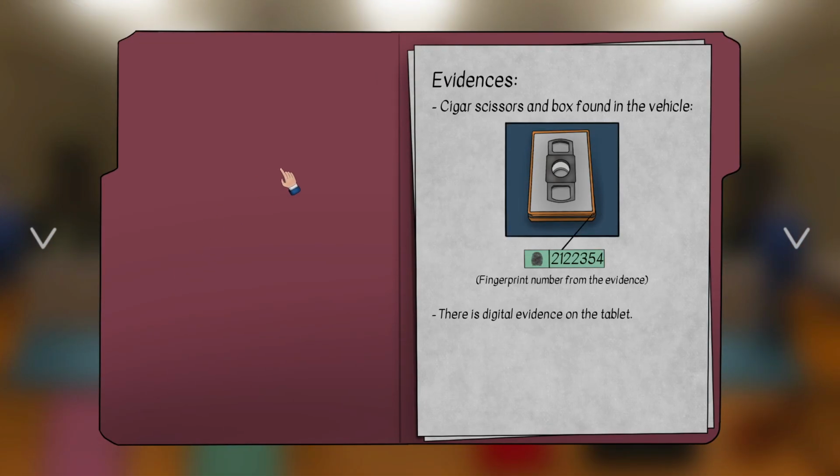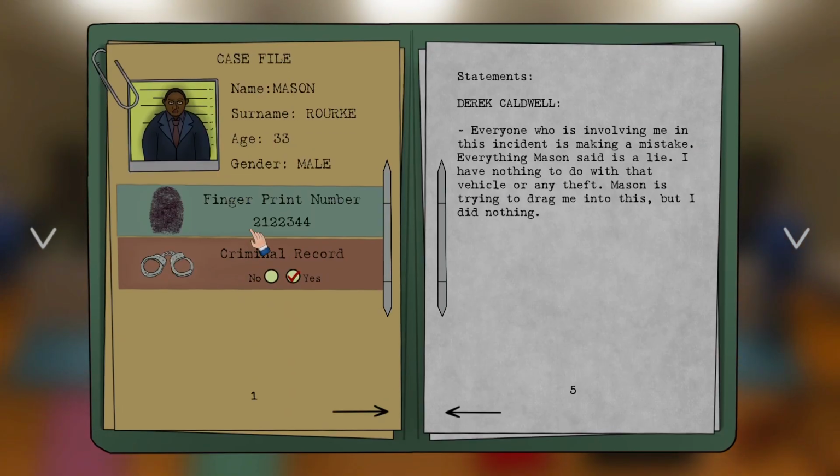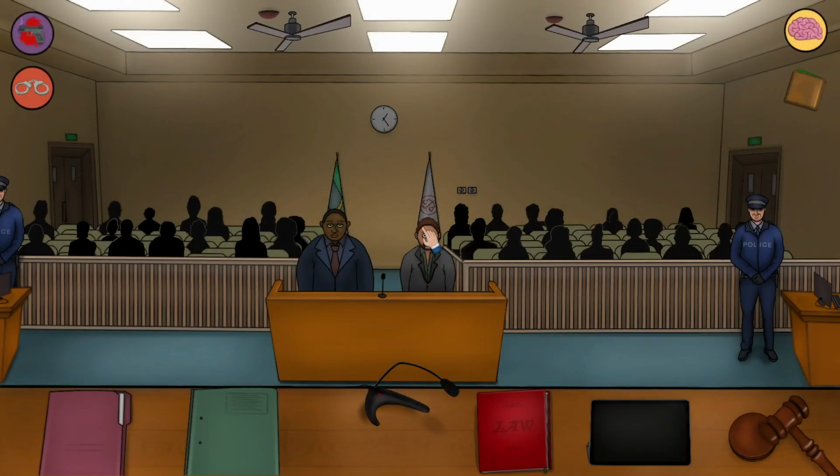Let me check the evidence. Cigarette, scissors, and box found in the vehicle. Fingerprint number of the evidence. Vehicle 22212234. Oh, what's the other one? That was his fingerprints. Your fingerprints were on the car. Explain that, huh?